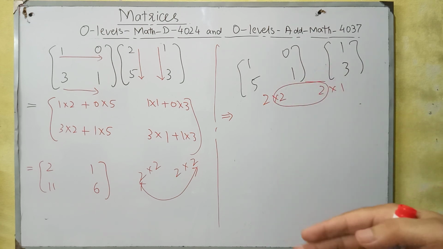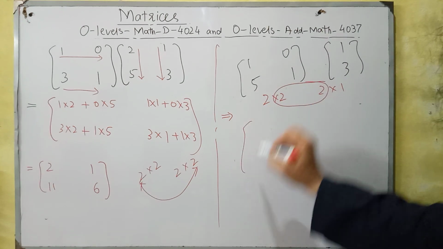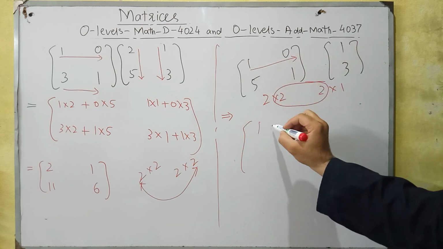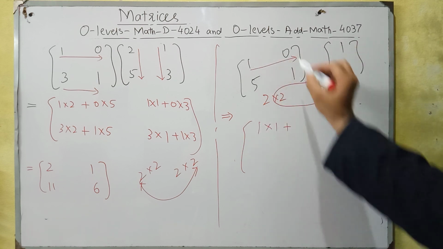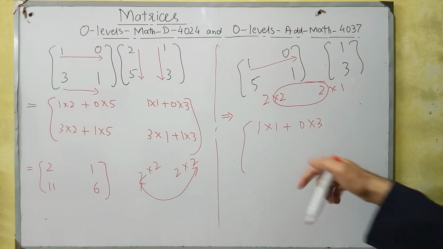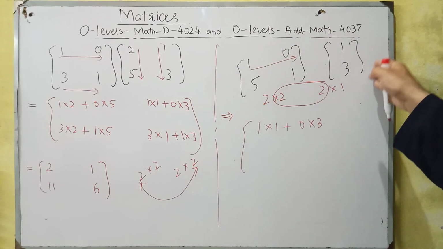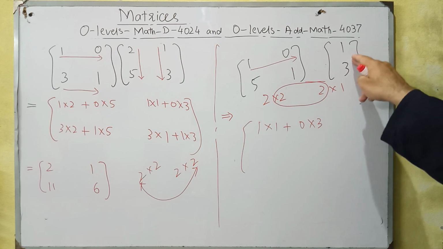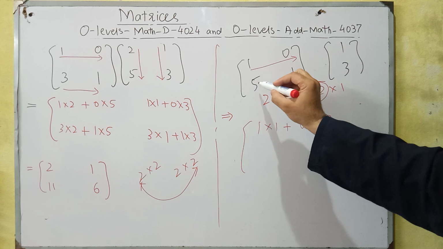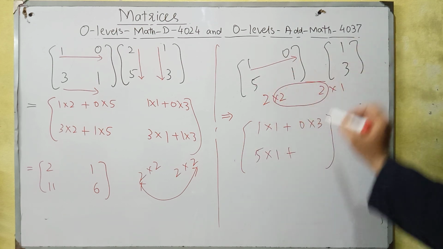So multiplication is possible here. So we will start multiplication. We will multiply this row with this column. 1 multiplied by 1, this is 1, plus 0 multiplied by 3. Now, we have a second column in the first example, but in this example, in the second matrix, we have just one column. So, we will finish it over here. So, that will become 5 multiplied by 1 plus 1 multiplied by 3.